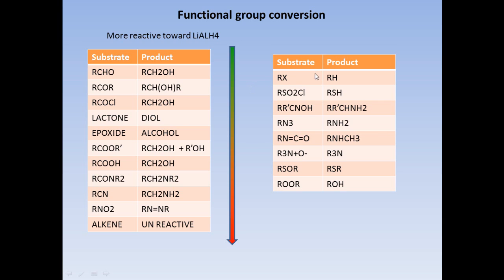The other functional groups on the right side show which can undergo transformation by LiAlH4, lithium aluminum hydride: dehalogenation and azides, N-oxides which are reduced, sulfur containing compounds, and sometimes peroxide type compounds. So these are the reactivity charts, and the other functional group transformations are shown in this slide.